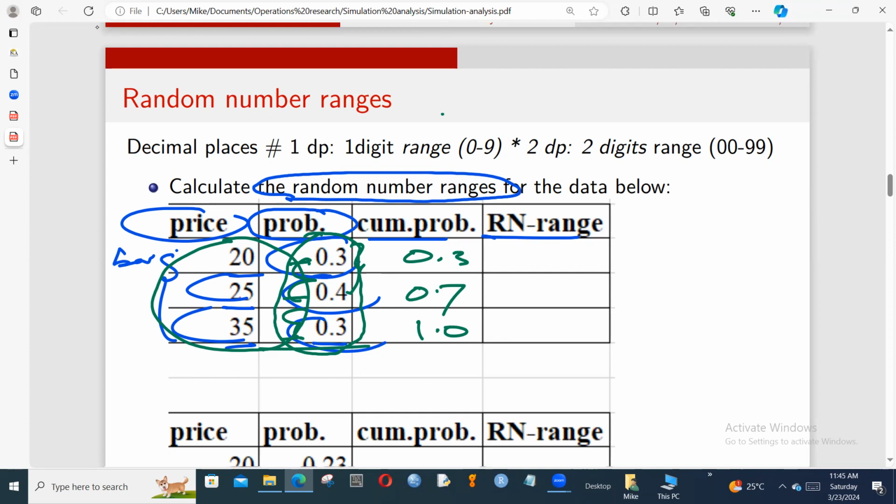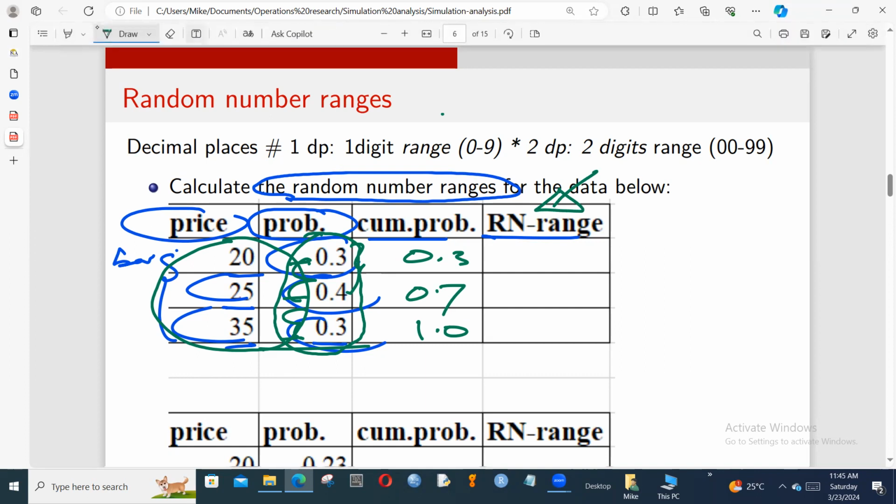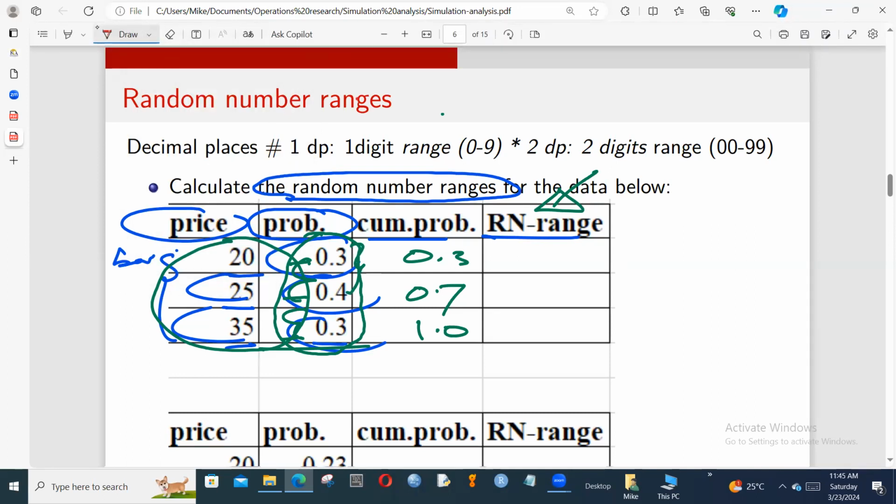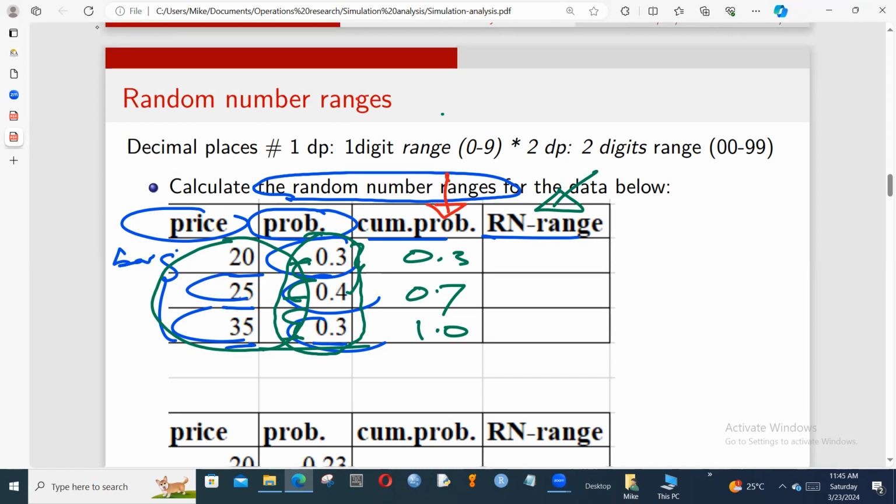The bigger task comes in when you are finding the random number range. For the random number range, we treat these cumulative probabilities as whole numbers, assuming decimals are not there. Whenever we want to create the random number range, treat them as whole numbers, so that you're talking of this as just 3, 7, and 10.